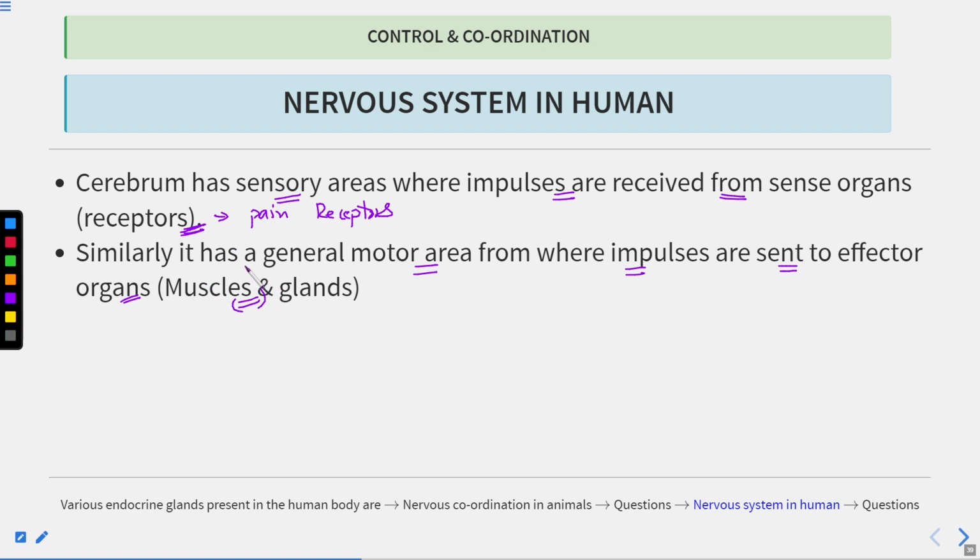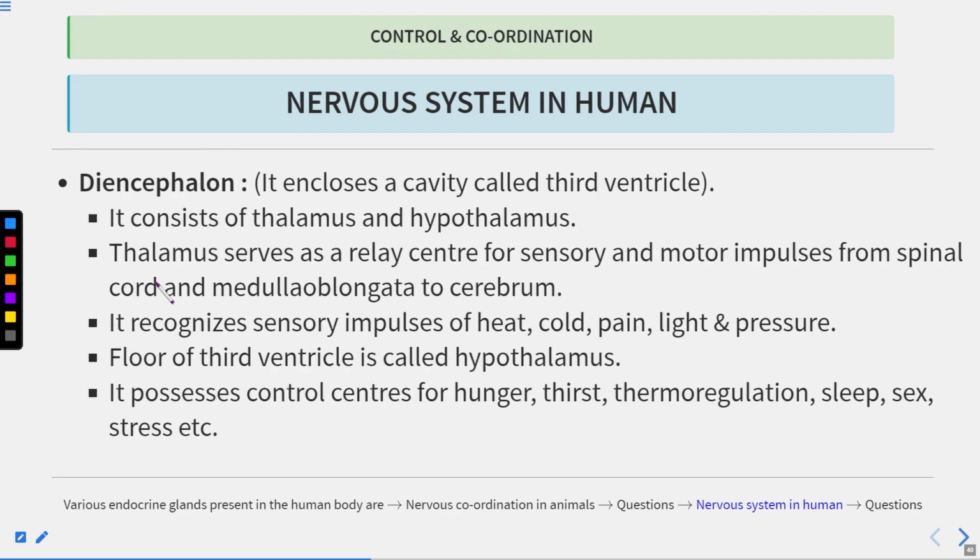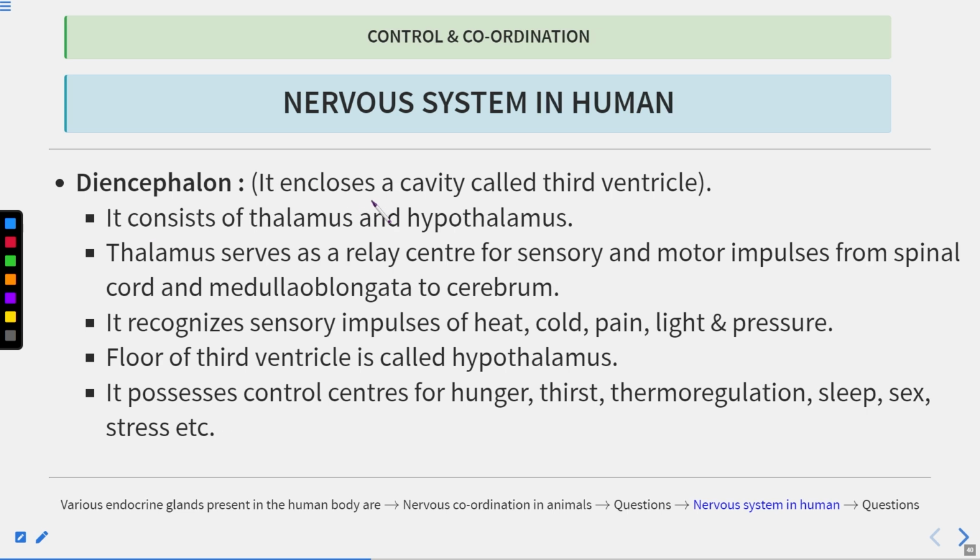And effector organs we have already discussed. The effect is generated in these organs in response to the stimulus. Now, what is the diencephalon? It encloses the cavity called the third ventricle. It consists of the thalamus as well as the hypothalamus. Thalamus serves as the relay center for sensory and motor impulses from the spinal cord and medulla oblongata to the cerebrum. It recognizes sensory impulses for heat, cold, pain, light as well as pressure.